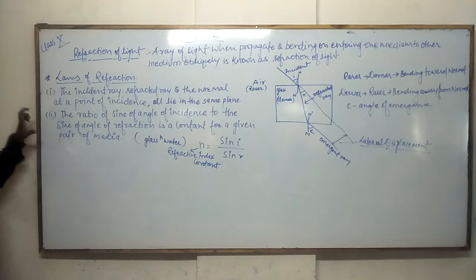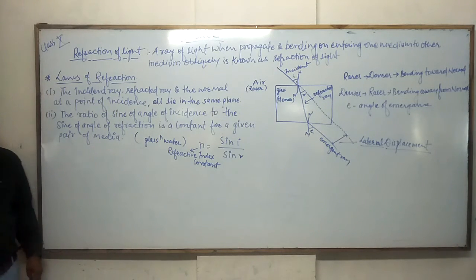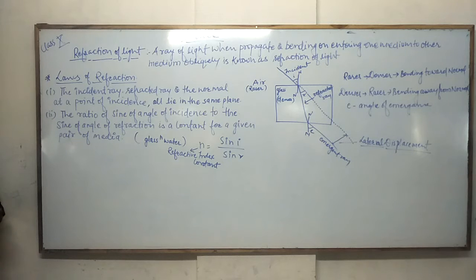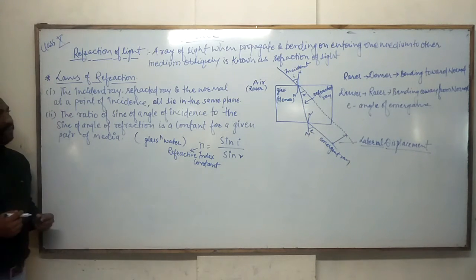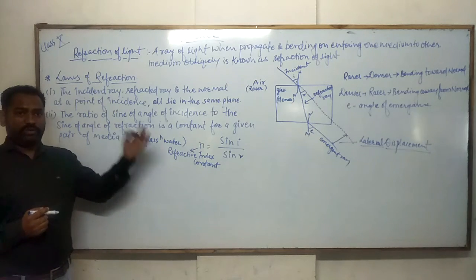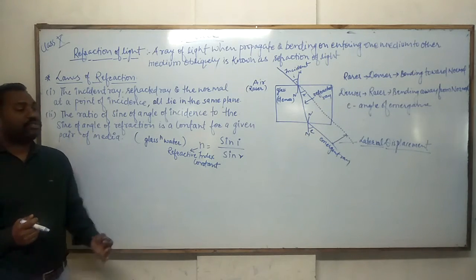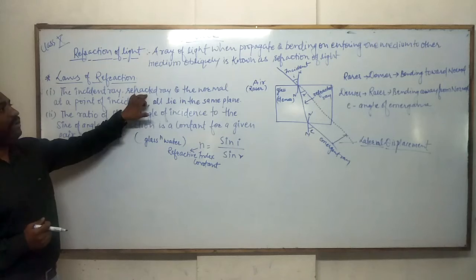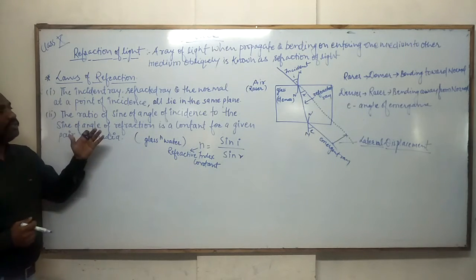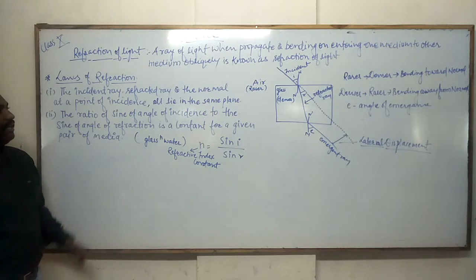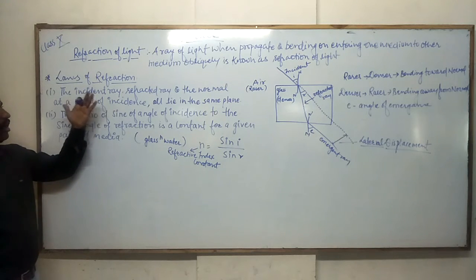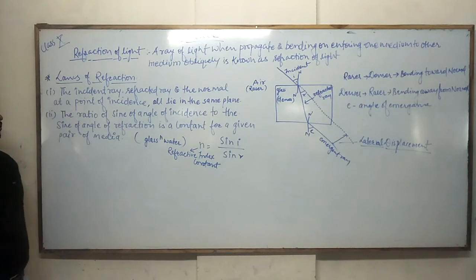So what are the two laws of refraction? You have to see the incident ray and the refracted ray. Here you can watch the main differences between the laws of reflection and the laws of refraction. The refracted ray and the normal at the point of incidence all lie in the same plane. It means these three, the normal, the refracted ray and the incident ray, lie in the same plane.